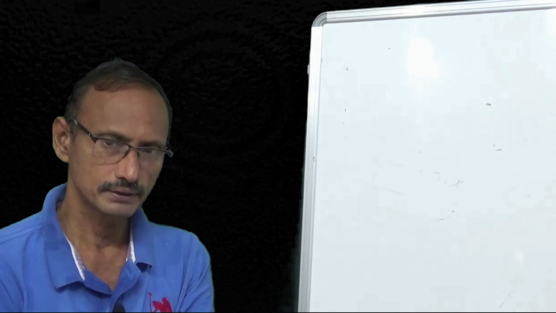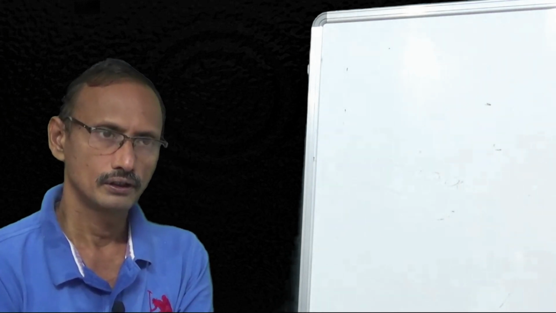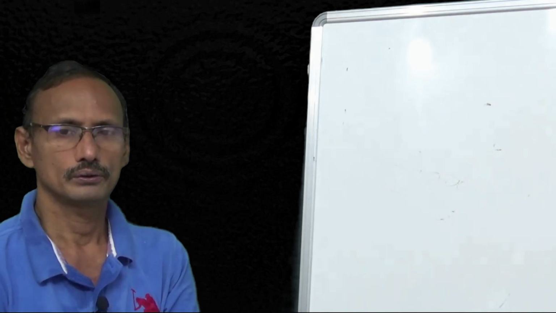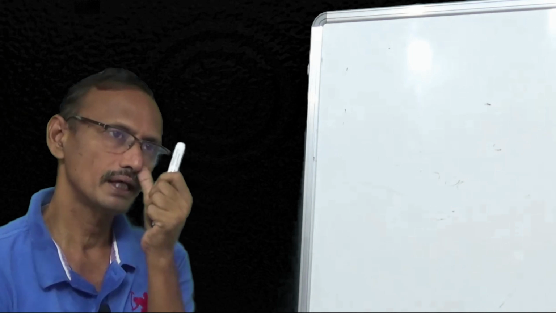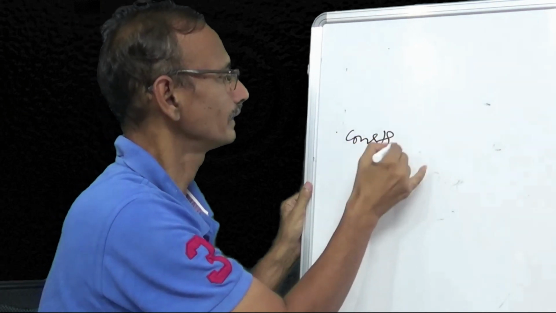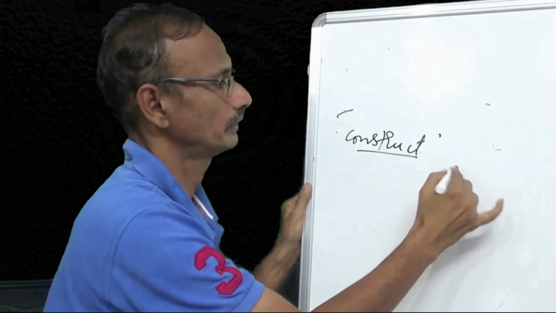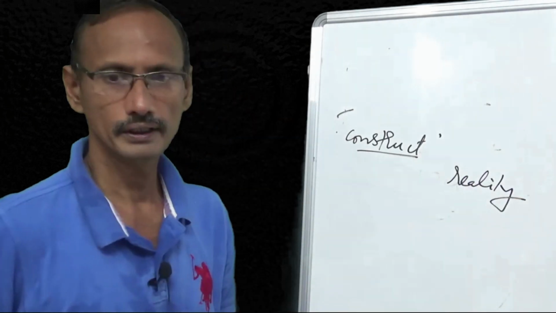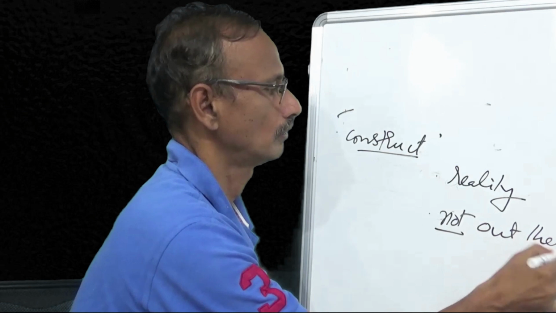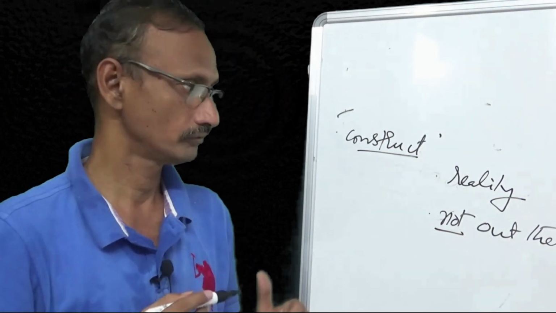What does constructivism say? Constructivism is that we perceive reality in a particular way. That is to say, we construct reality. Reality is not something which is out there.